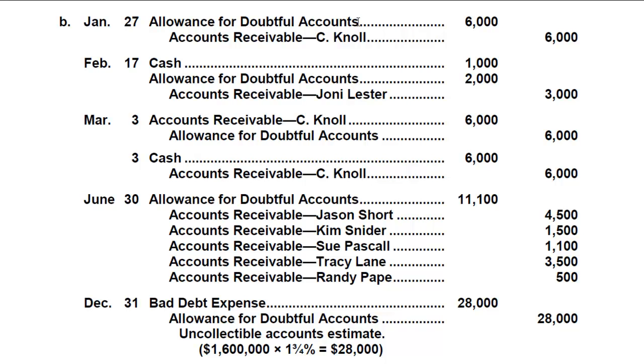Allowance for doubtful accounts is a contra asset account. Remember, accounts receivable is an asset account, and this allowance for doubtful accounts is a contra asset account. So if an asset is increased with a debit, that means that allowance for doubtful accounts is increased with a credit. And if we look down here at the bottom, the last entry that we're going to make is to fill this bucket up, this allowance for doubtful accounts.